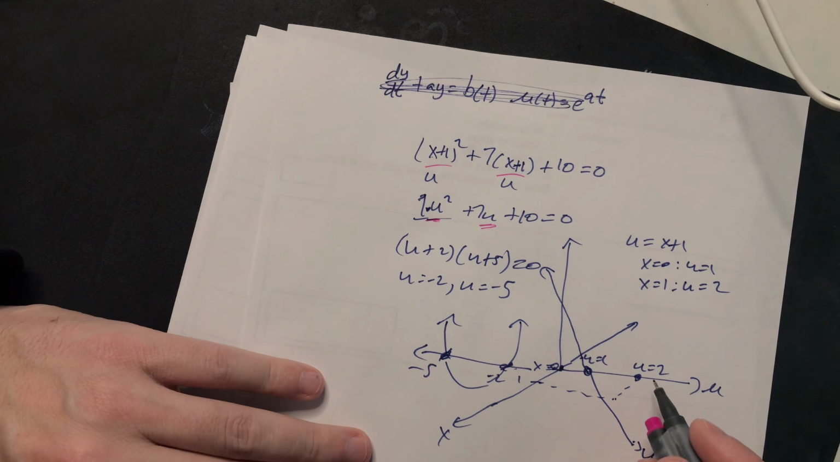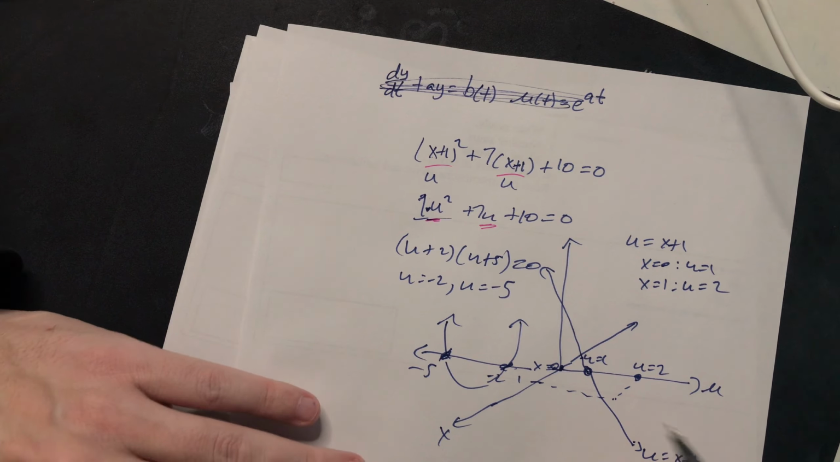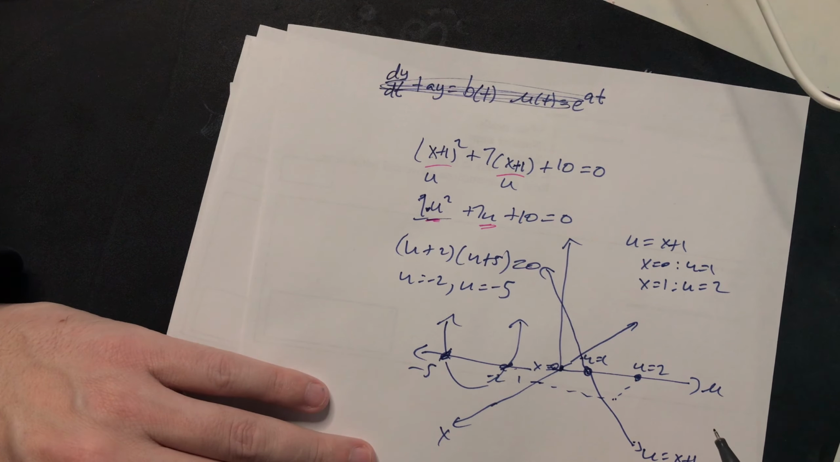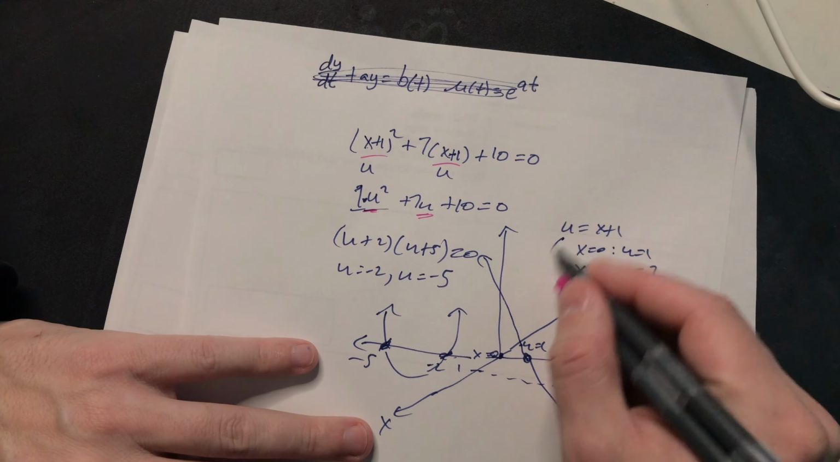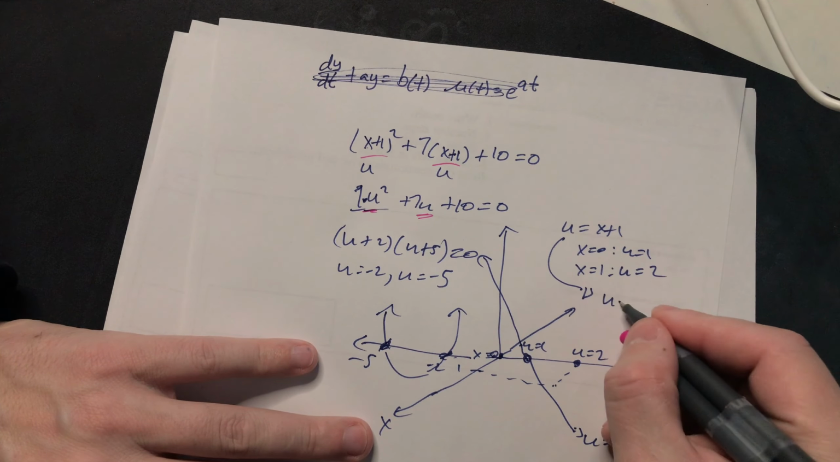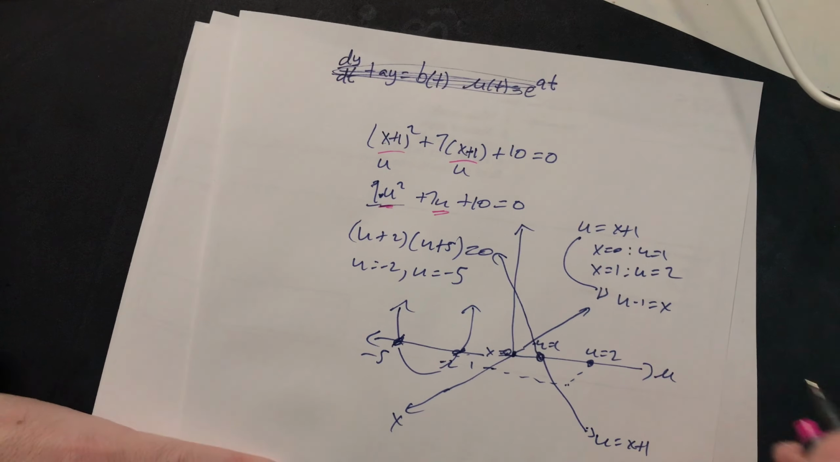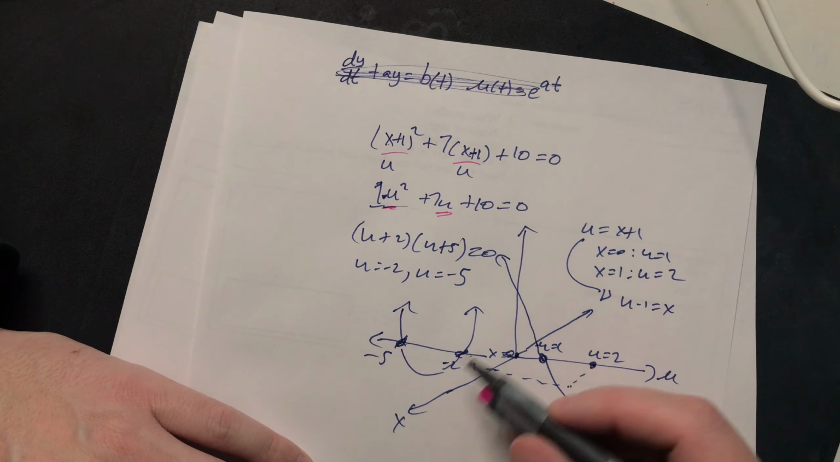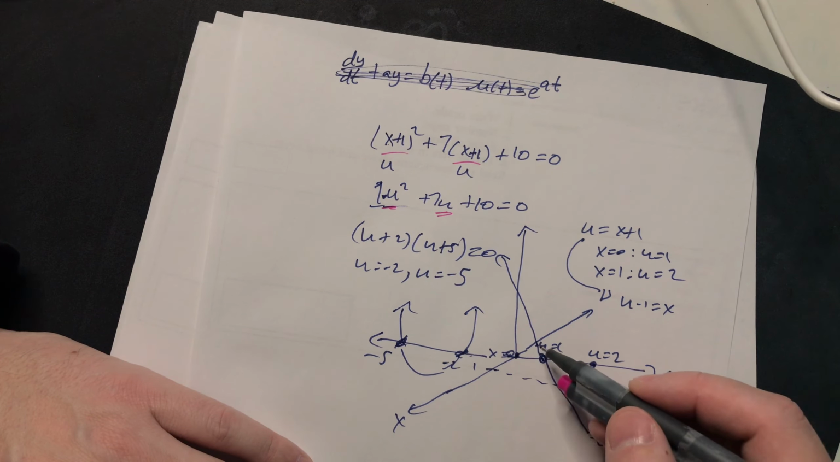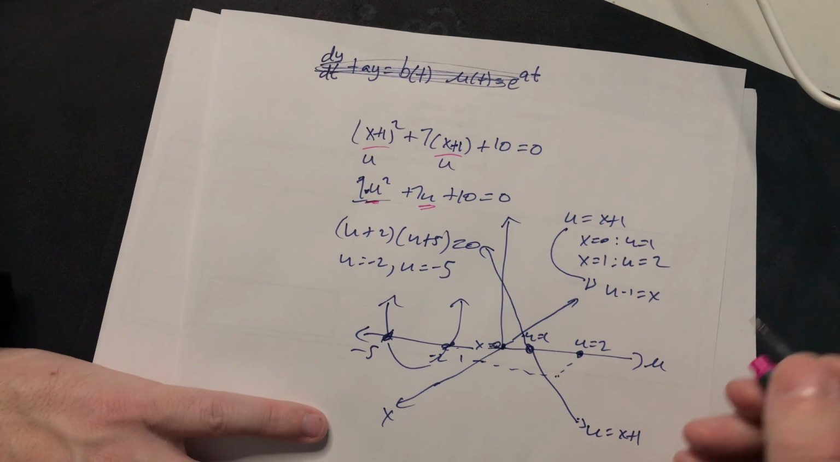But now you've got to get back to x space. So what do you do to get back to x space? Well, you have to transform back. Since u = x + 1, this tells us that u - 1 is equal to x. That's how you return. Now you're just going to feed values of u back to that same curve, back to x space. That's what it's doing.